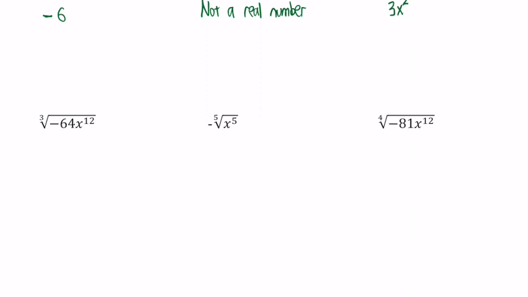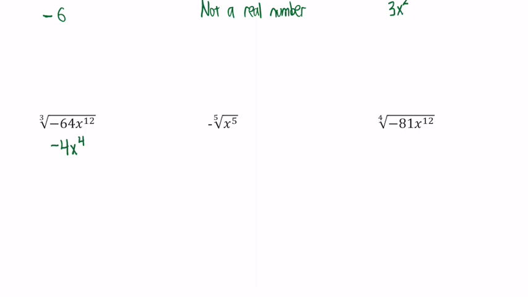For the cube root of negative 64x to the 12th, we think of the number and the variable part separately. The cube root of negative 64 is negative 4. For the cube root of x to the 12th, we divide our original exponent by 3, and our final answer is negative 4x to the 4th.